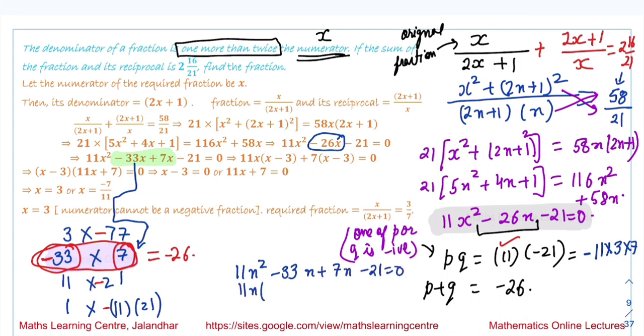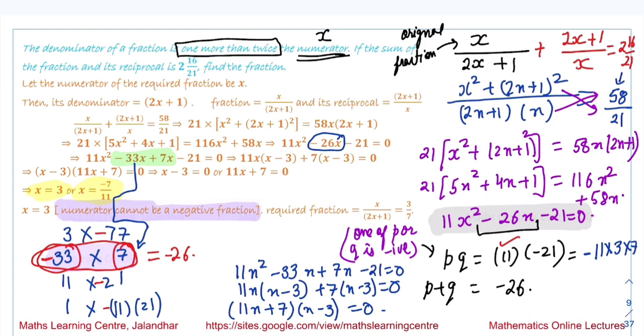We take 11x common, so we are left with (x minus 3) plus 7 into (x minus 3) equal to 0. So it is (11x plus 7) into (x minus 3) is equal to 0. So we get two values of x. One is x is equal to 3 and the second is x is equal to minus 7 by 11. Again we are saying the numerator cannot be negative. x is the numerator, so what we are left with is x is equal to 3. So the required fraction is 3 by 7.